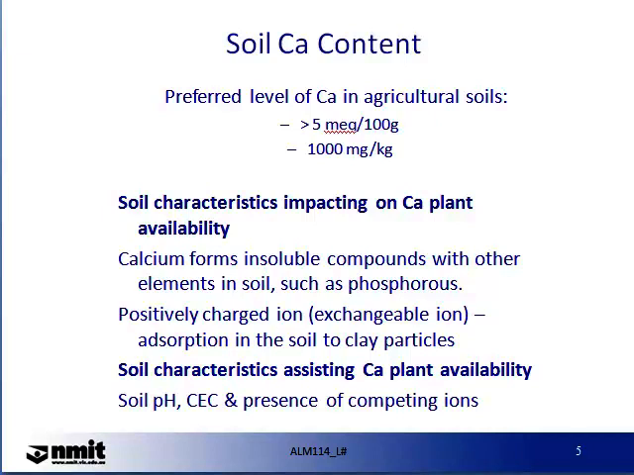Several factors or characteristics in the soil can assist in plant availability, and these include soil pH. Usually soils with a higher pH level contain more available calcium. This can be an issue in Australia as our soils tend to be more of an acidic nature. CEC is a soil characteristic that describes the total amount of positively charged exchangeable ions that the soil can hold. A higher CEC indicates a higher capacity of the soil to adsorb and hold calcium, therefore higher calcium availability.